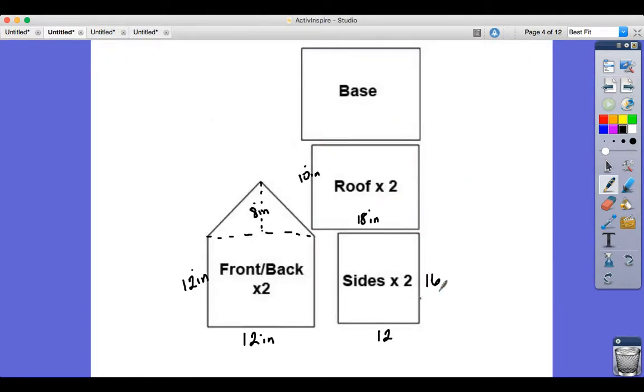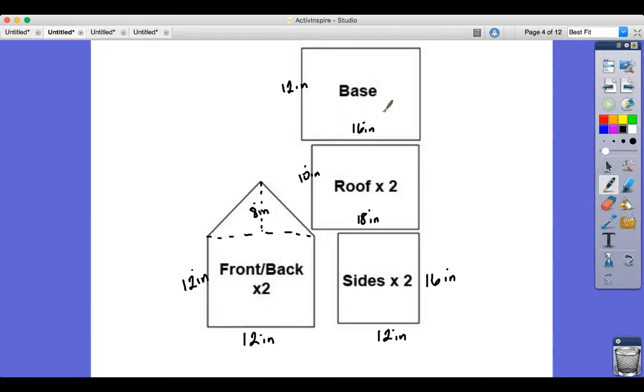This is all inches, so 16 inches, 12 inches. And then the base was 12 inches by 16 inches. The base went down on the bottom. The front and the back each went on these sides. The side walls went across. And then the roof just fit right on top on both sides. It was a pitched roof.